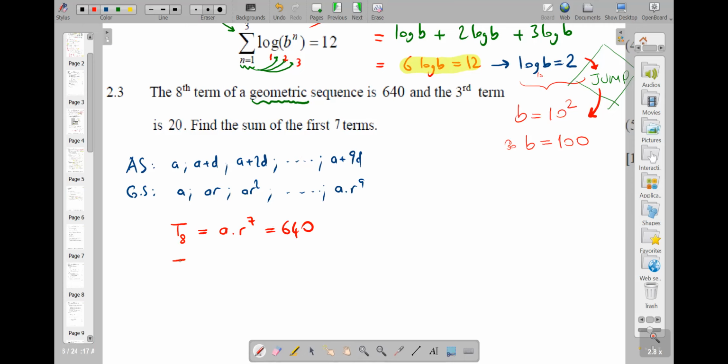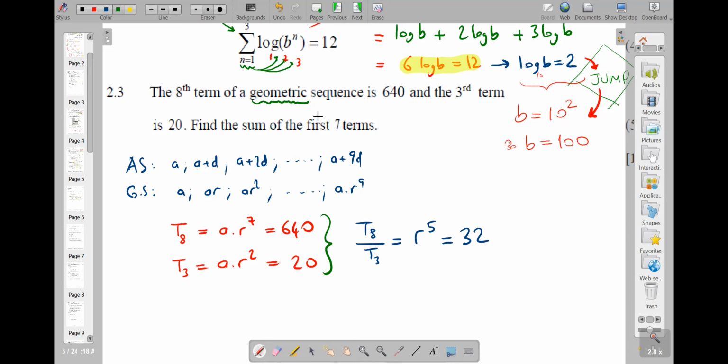And the third term is what? a times r squared is the third term, and this is given as 20. So we will write the ratios, like when we divide the eighth term and the third term, basically T8 over T3. The a's will cancel. There is r to the power of 5. And 640 over 20 is 32. So that will give me an idea.